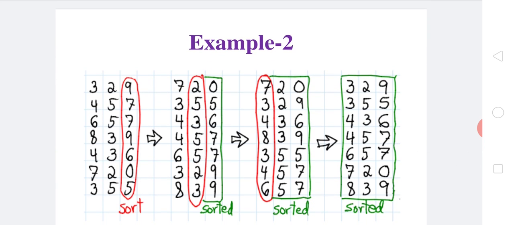Now we can see another example, the second example of radix sort. This is another way of sorting. First, see the elements in the figure at the left side. The elements are placed column wise. At the left side we can see the first element is 329, the second element is 457, the next element is 657, the next element is 839, 436, 720 and 355.